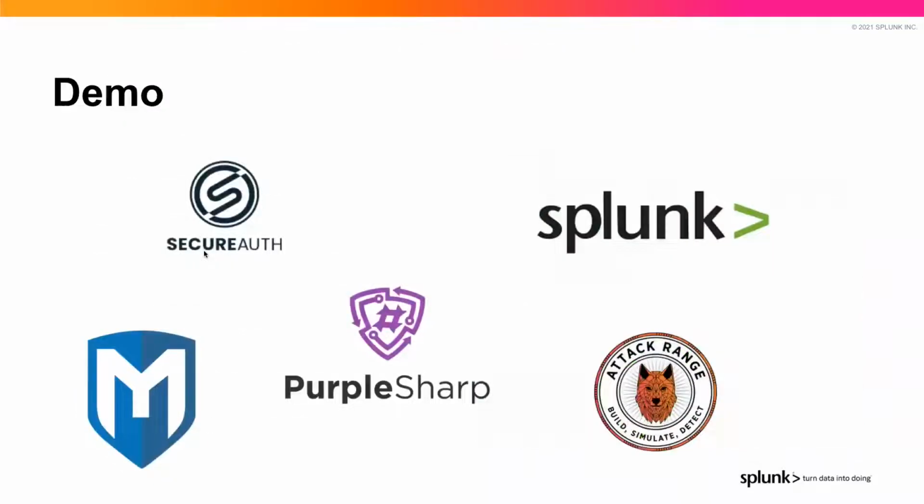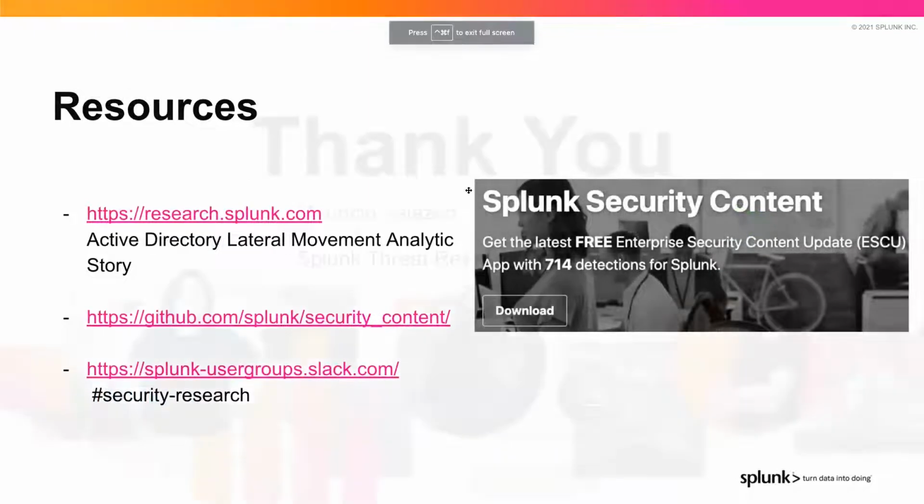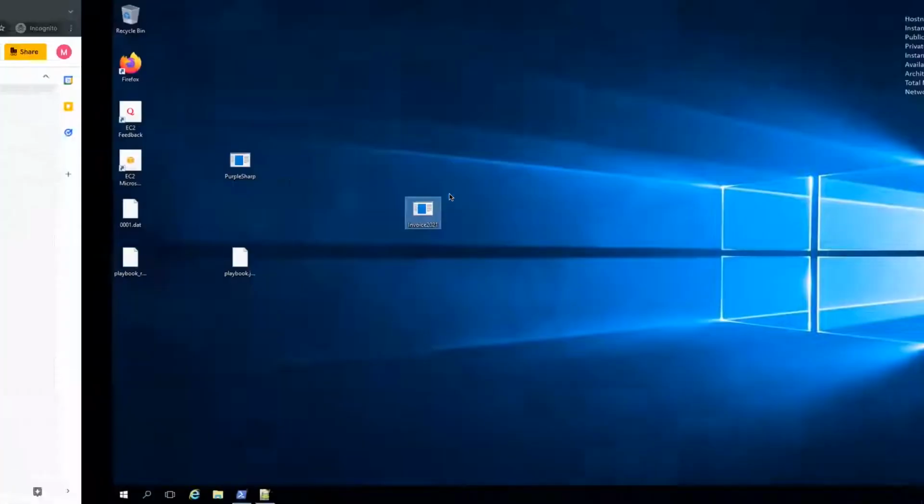So let's start with the demo. In this demo, we're going to use attacker tools or simulation tools like Impacket, Metasploit, and PurpleSharp, and we're going to simulate these techniques in a lab environment built with the Attack Range, and we're going to be detecting these lateral movement attacks using Splunk. All right, so let's move into our demo.